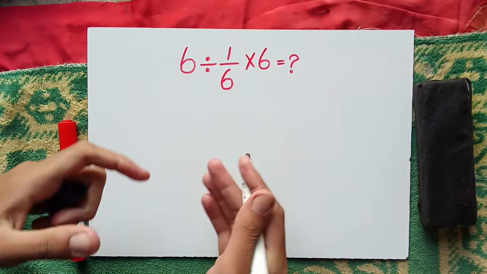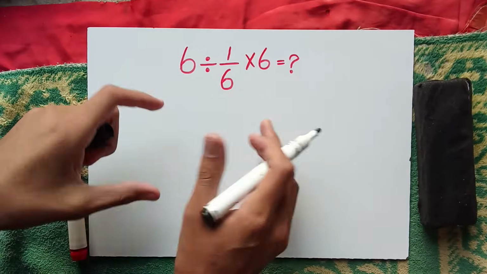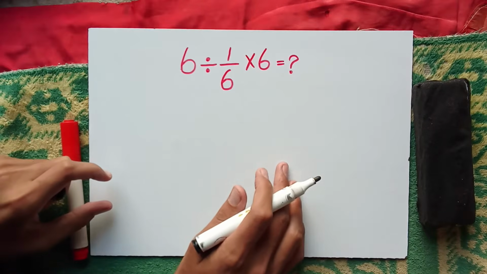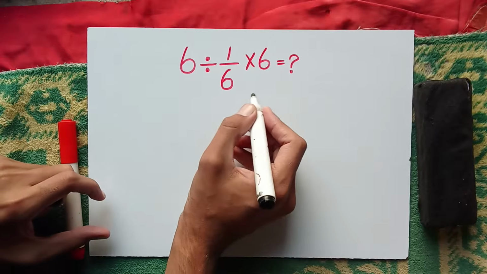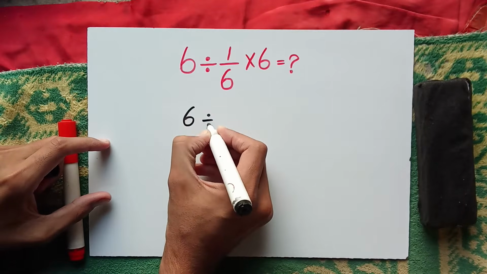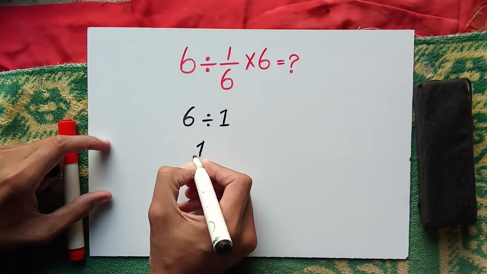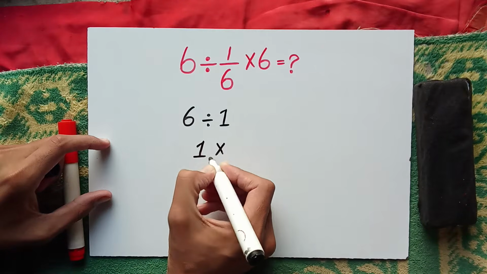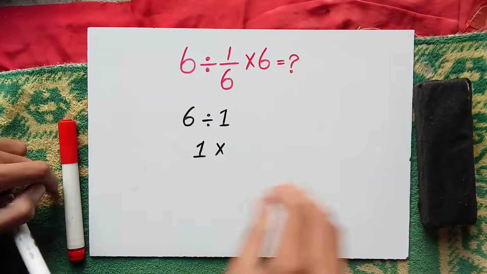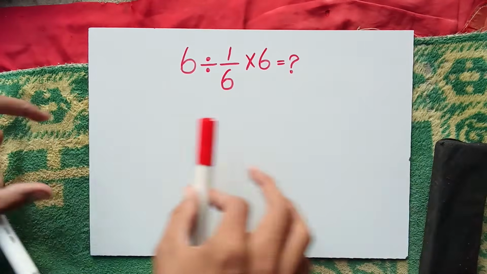In this video we are going to solve this tricky math question. Trust me, most people solve this question by the wrong method. They cancel 6 and 6 and write 6 divided by 1, which equals 1. But trust me, this answer is absolutely wrong. Now I am going to solve this question by the correct method.